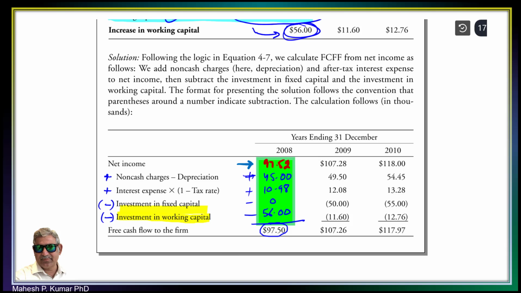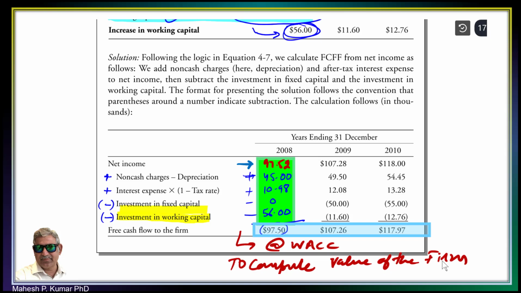This way we will calculate free cash flow to the firm for all the years under consideration, and after that these are discounted. These free cash flows are discounted at the weighted average cost of capital to compute the value of the firm. This we will learn in upcoming learnings.